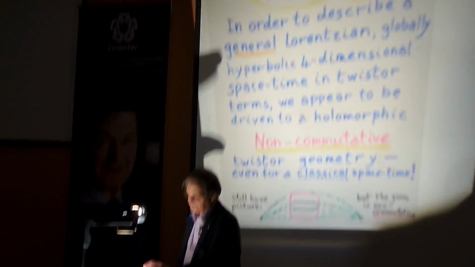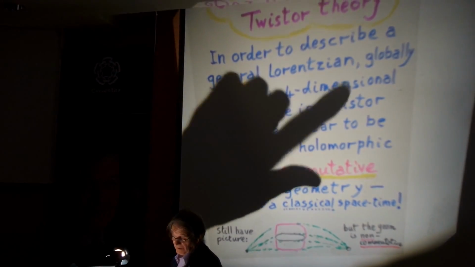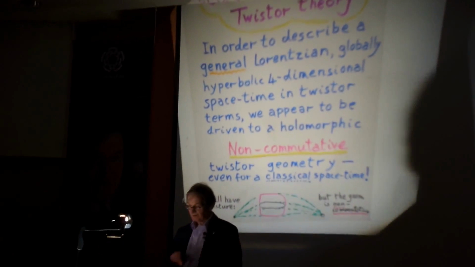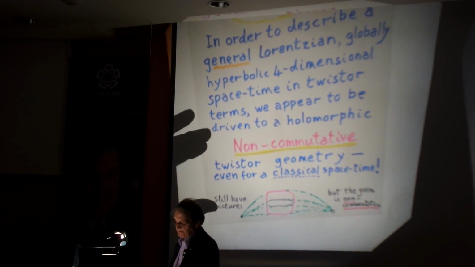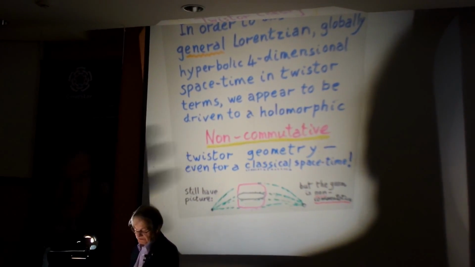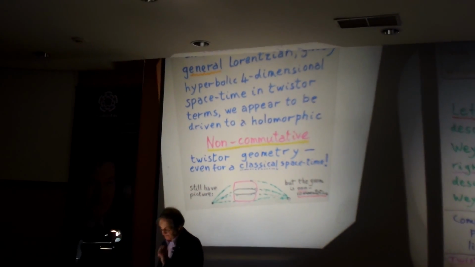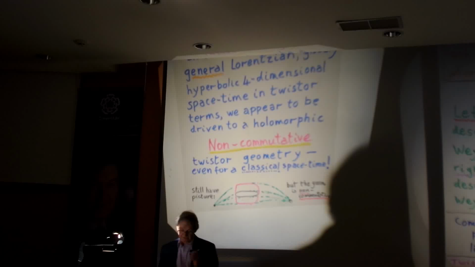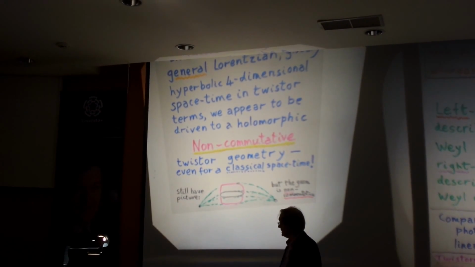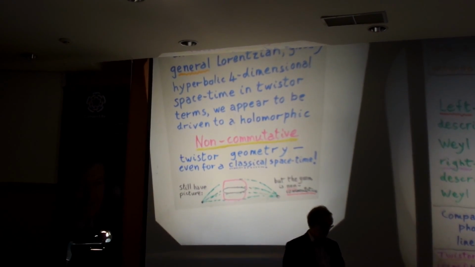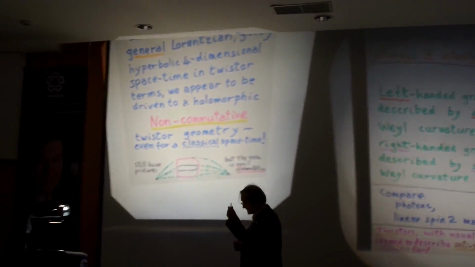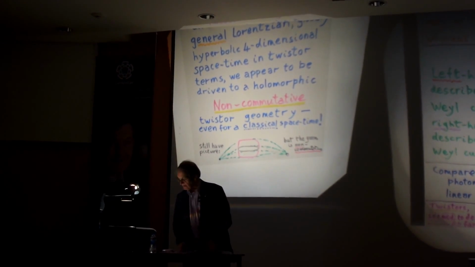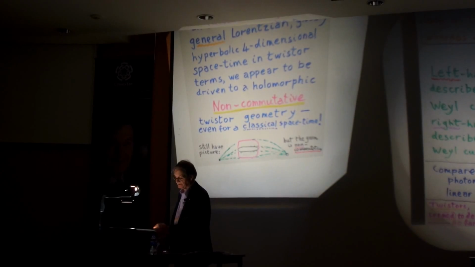In order to describe the general Lorentzian, globally hyperbolic, well, that just means that we don't behave too badly globally, space-times, in twistor terms, we appear to be driven to non-commutative twistor geometry, even for classical space-time. See, this is a very quantum idea, and the idea would be to try and drive the thing in the direction of quantum gravity or something. But the things I'm going to say today, except just at the end of my time, will be entirely classical space-time geometry, but doing it in a quantum way. So it's kind of a quantum approach to classical space-time geometry.